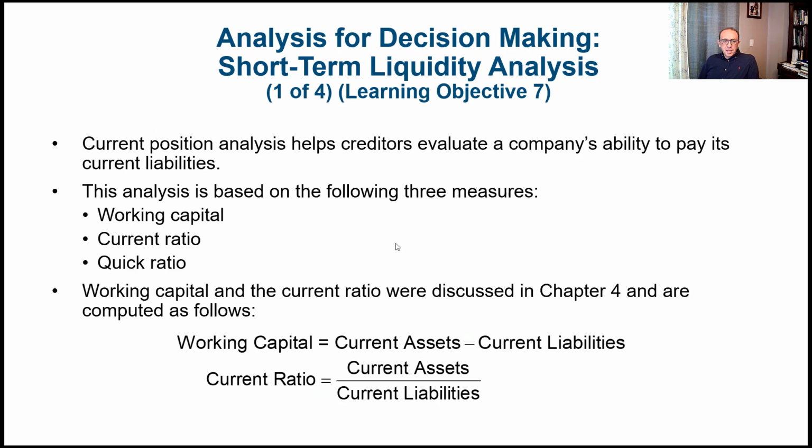So now let's do a couple of analyses. One of them we've done before, which is the working capital, and actually the other one we also did before, which is the current ratio. So current position analysis helps creditors evaluate the company's ability to pay its current liabilities. This analysis is based on the following three measures. We have working capital, which we've seen before, current ratio, and the new ratio is the quick ratio. Working capital, if you can remember from chapter 4, is simply current assets minus current liabilities. And to calculate this measure, we only rely on the balance sheet. Very similar to that is the current ratio, but instead of subtracting, we divide them. So current assets divided by current liabilities.